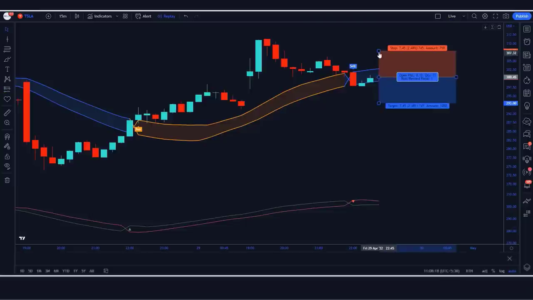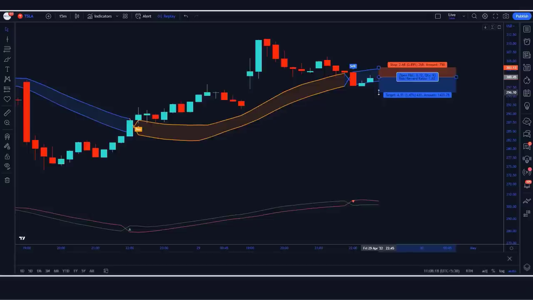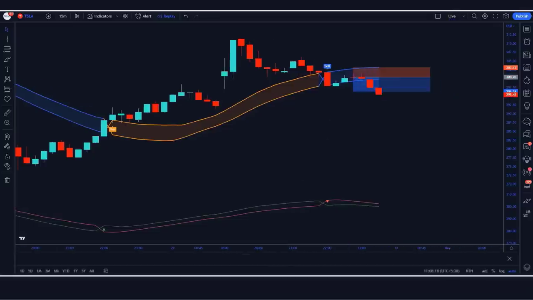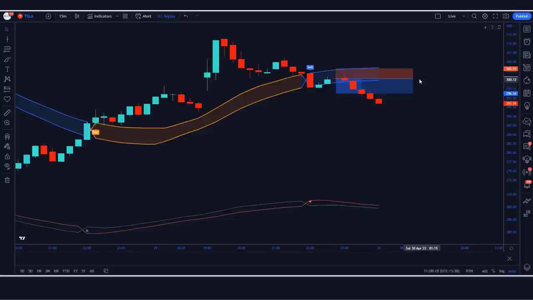Our stop loss is to be placed at the high of the previous candle of the signal candle. And the risk to reward ratio will be 1:1.5. We have won the trade. Let's find the next trade.